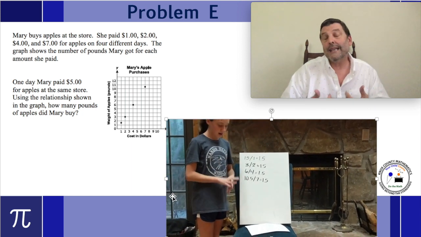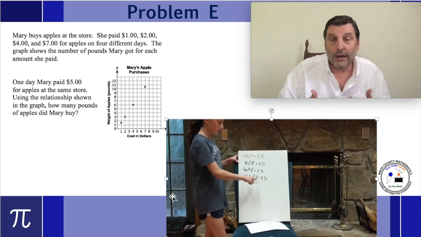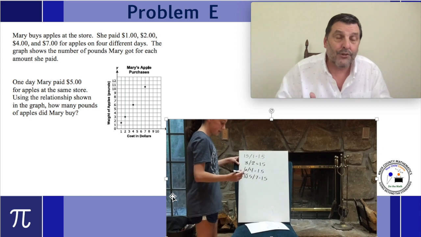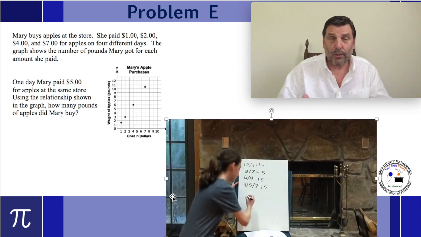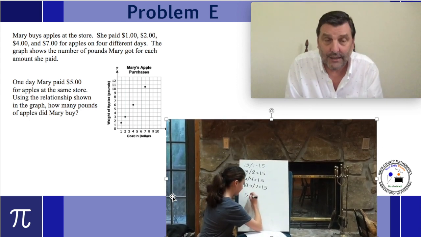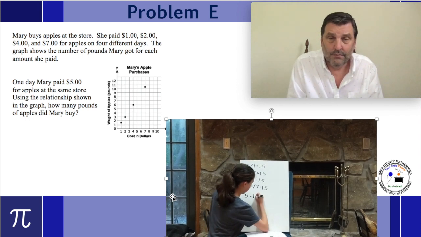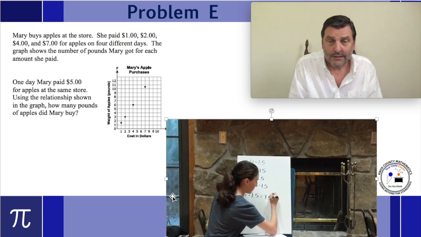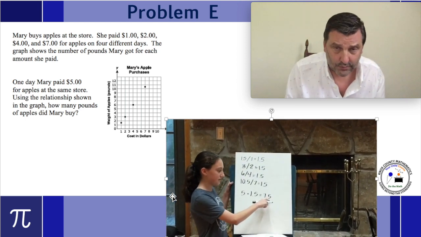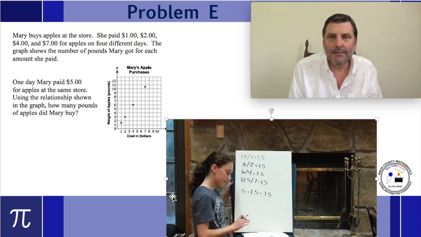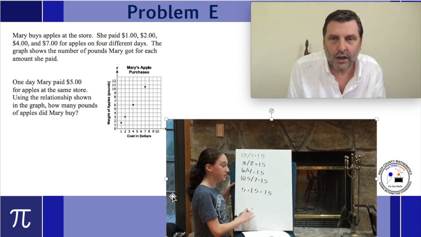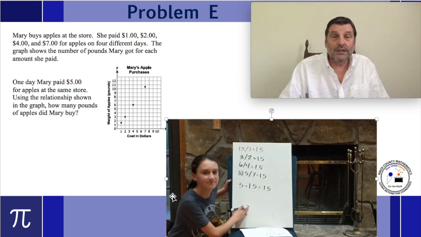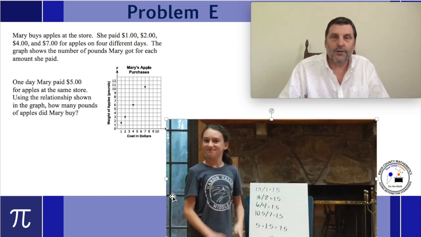That allows her to write an equation. That equation would be y equals 1.5 times x, or the weight of the apples is equal to 1.5 times the cost in dollars. So by doing that, the weight is 5 times 1.5, the constant of proportionality times the cost in dollars. So her answer would be 7.5, which is 7.5 pounds for the weight of apples.